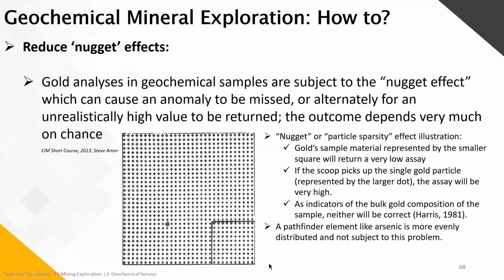So as indicators of the bulk gold composition of the sample, neither would be correct. A pathfinder element like arsenic is more evenly distributed and not subject to this problem. So it would be good to superpose, along with gold analysis in our samples, the arsenic analysis.